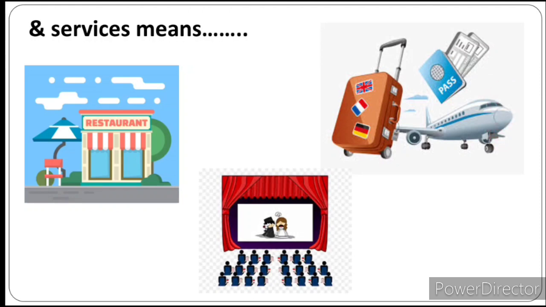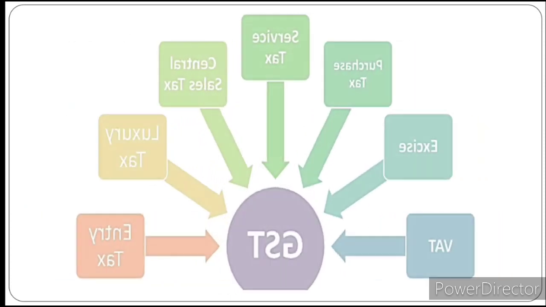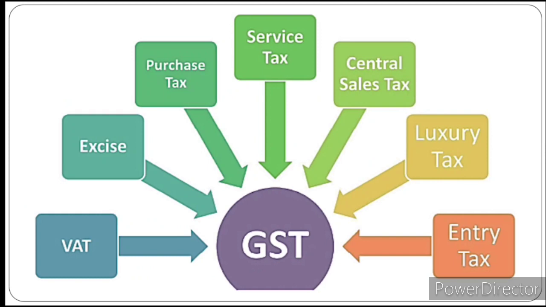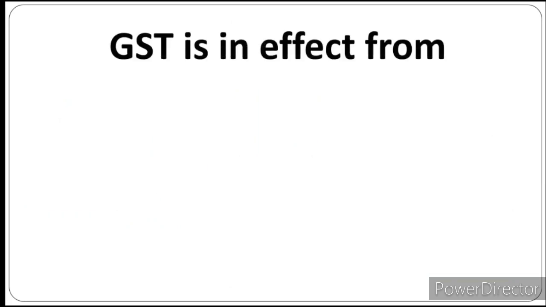Before GST came into effect, there were different forms of taxes collected by the government, like VAT, excise, purchase tax, service tax, central tax, luxury tax, entry tax, and many others. Now all these taxes have been incorporated into one, known as GST. The basic aim of bringing GST into effect is one nation, one tax, given by the slogan One Nation, One Tax. GST is in effect from 1st July 2017.